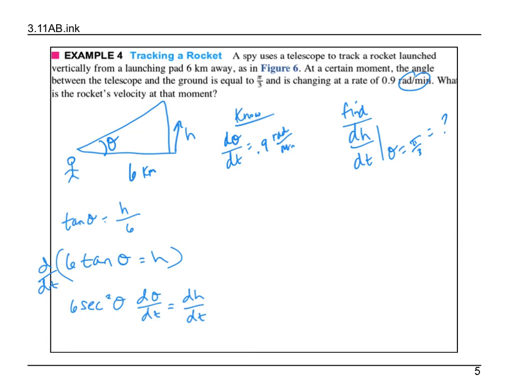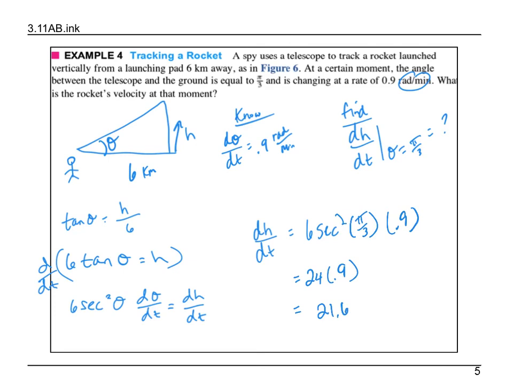Now I'm going to plug in everything I know. So dh/dt, which is what I'm looking to find, equals 6 secant squared at π/3 times 0.9. Calculator's fine. So this is equal to 24 times 0.9, or 21.6 kilometers per minute.